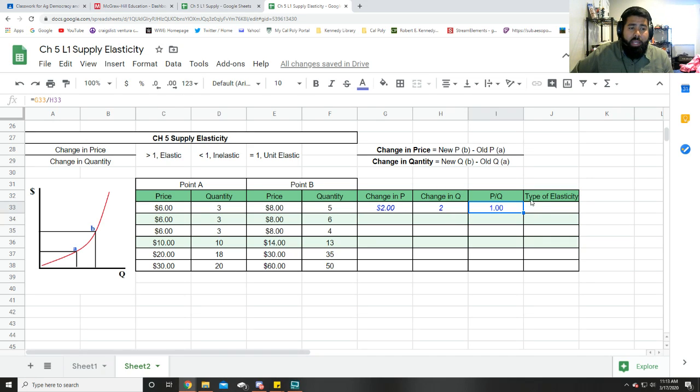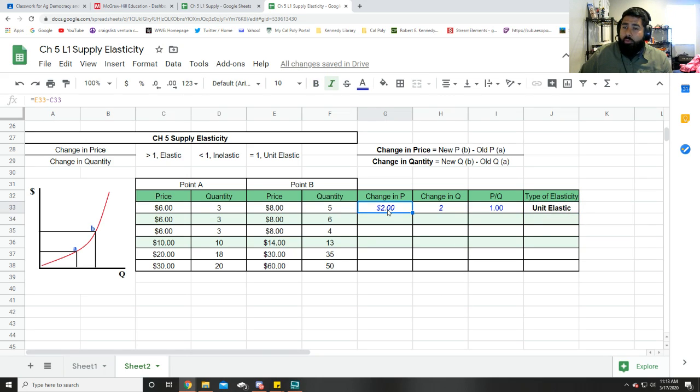So if your answer is 1, that means, according to this key right here, change in price divided by quantity, if your answer is 1, that means this right here is unit elastic. Okay, great stuff.